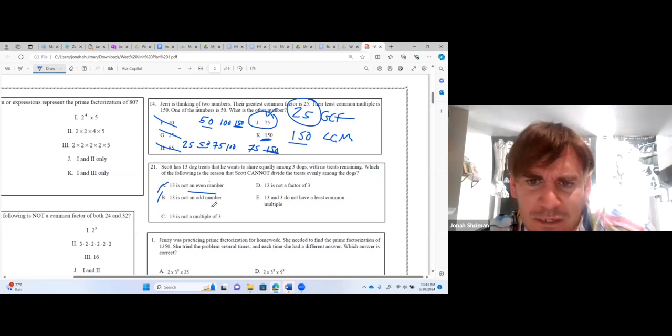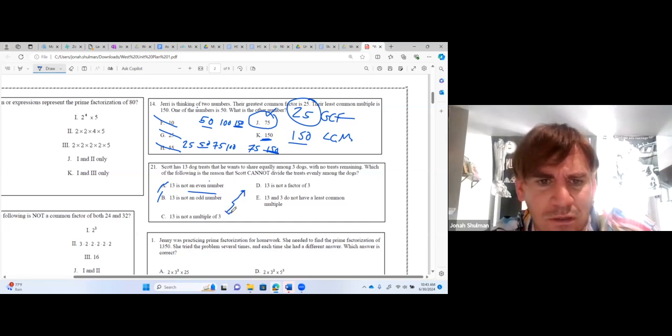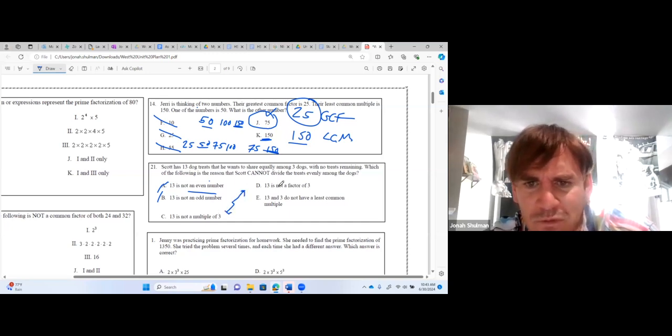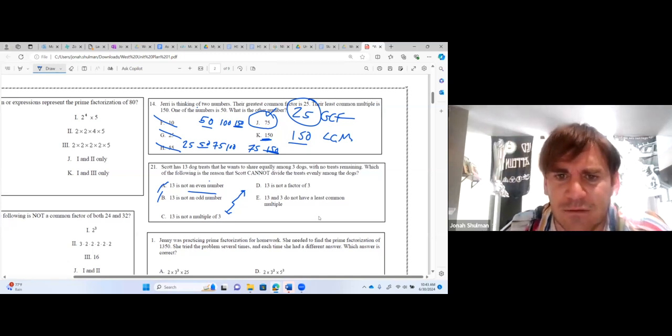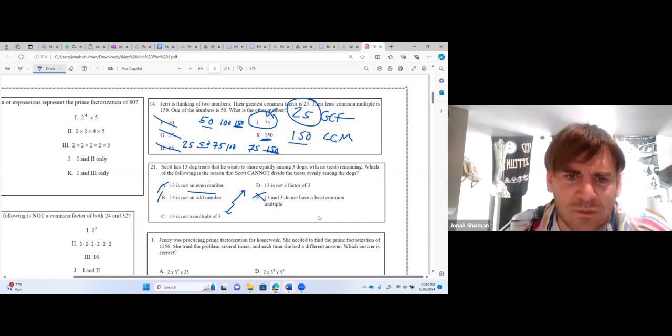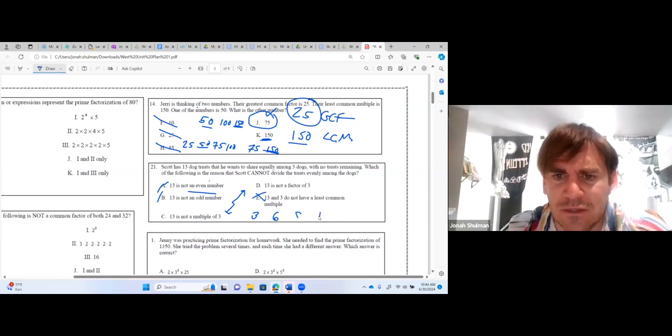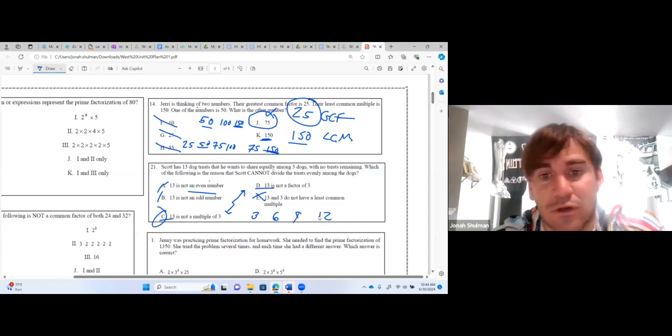I like 13 is not a multiple of 3, or 13 is not a factor. It's really trying to understand the difference between factor and multiple. 13 is not a multiple of 3, and 13 is not a factor of 3. So which one's the right answer? Yeah, I don't like either. I think it's this one because 13 is not a multiple of 3, because it goes 3, 6, 9, 12. I think that's the good reason. I actually like C and D for both of these, but I'm going to go with C.